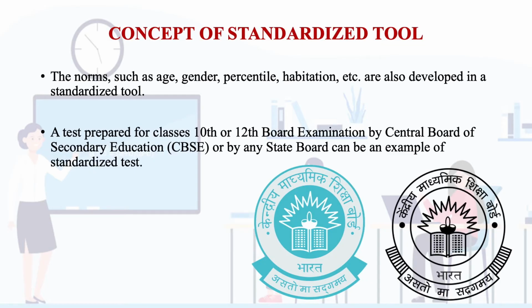And habitation norm you can also develop. Habitation norm means whether the tool will be used only for students who are studying in the urban areas, in the city areas, or whether the tool can be used both in the rural area and at the same time in the urban area. So that is why a habitation norm can also be developed. And further, we can say that a test prepared for classes 10th or 12th board examination by the Central Board of Secondary Education, that is called the CBSE, or by any state board can be an example of a standardized tool. So, try to understand.